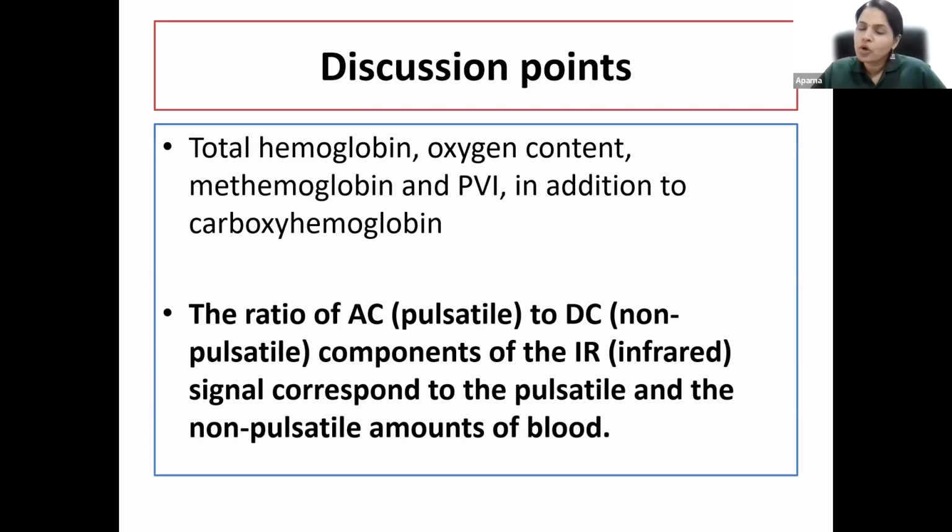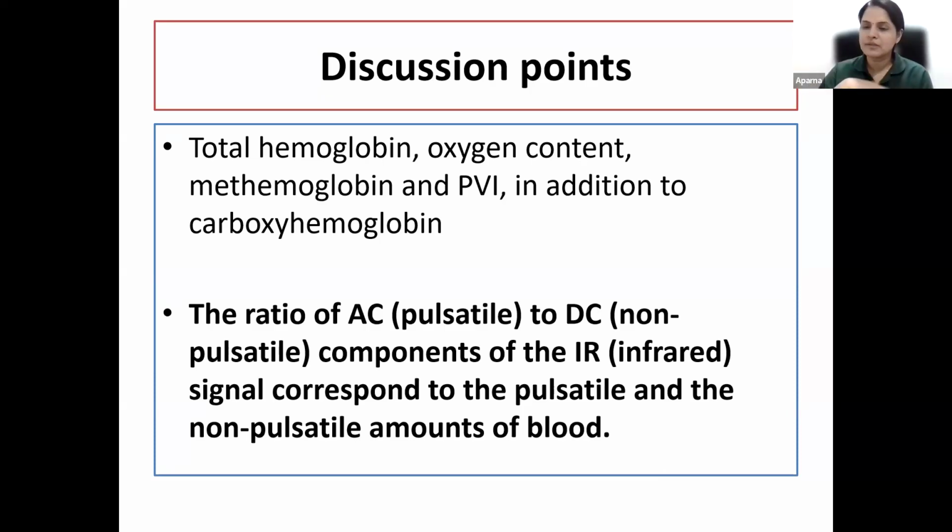Now, finally, we have something called perfusion index, which is generating a lot of interest these days. Now, what is perfusion index? This is the ratio of the pulsatile or alternating current component to the non-pulsatile or direct current component, taken only from the infrared component of the pulse oximetry emitted waveform signal, which corresponds to the pulsatile and non-pulsatile amount of blood. So basically, pulsatile blood refers to the arterial blood.